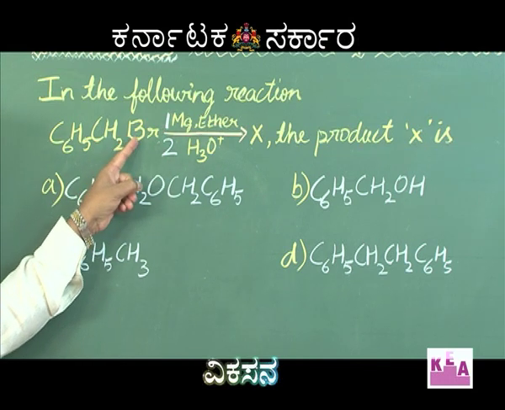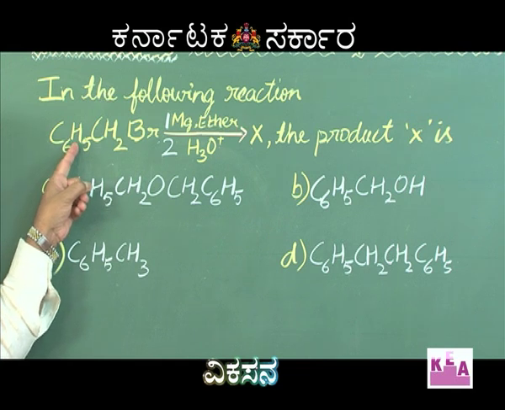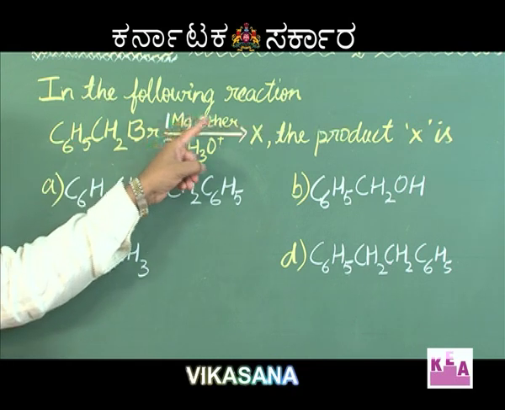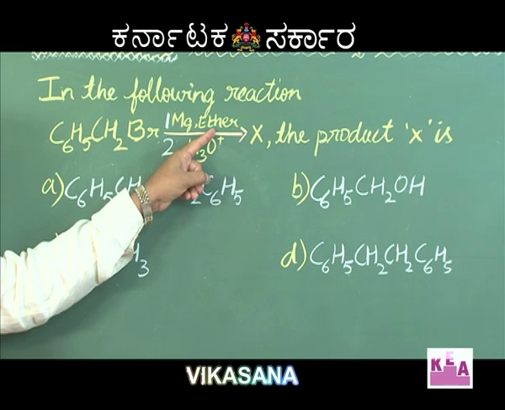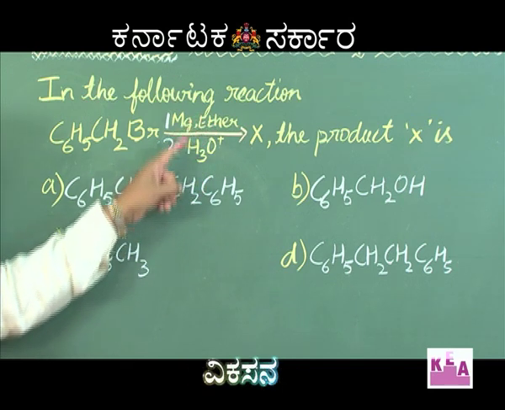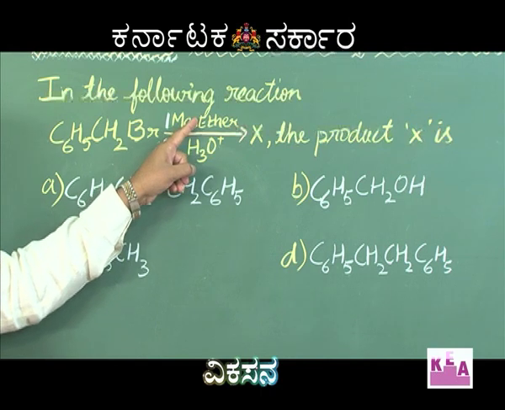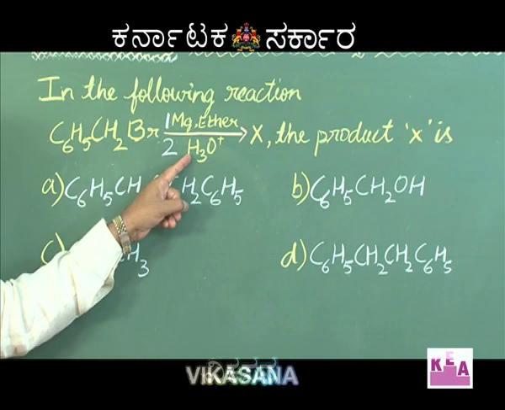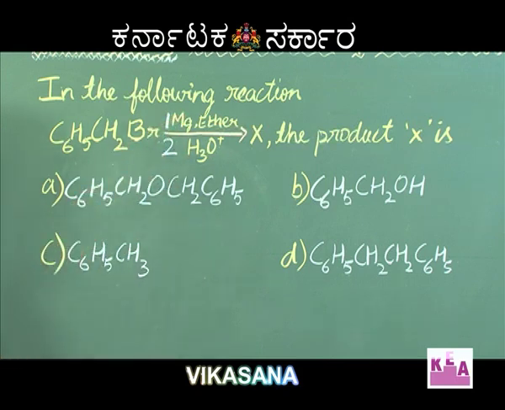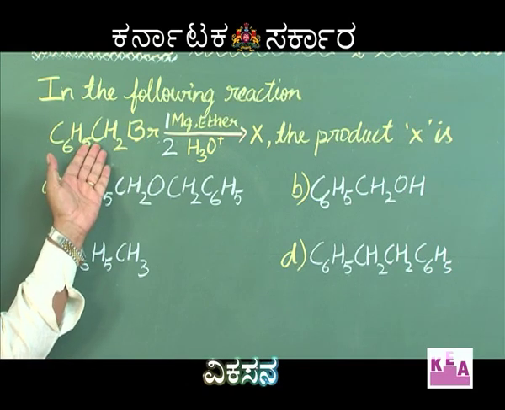To get this X, look at the first step that the reaction is involving. Whenever the halogen derivatives react with magnesium metal in ether, they form Grignard reagents. And we know that Grignard reagents on hydrolysis form the corresponding hydrocarbons. On the basis of this concept, we can write the product of this reaction.